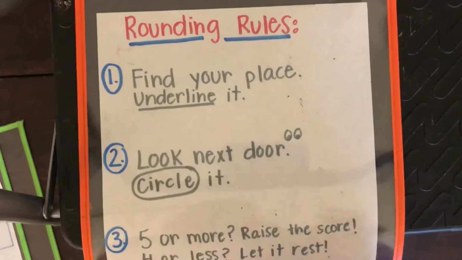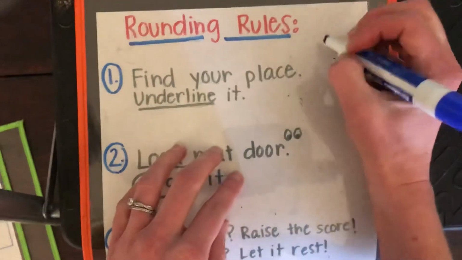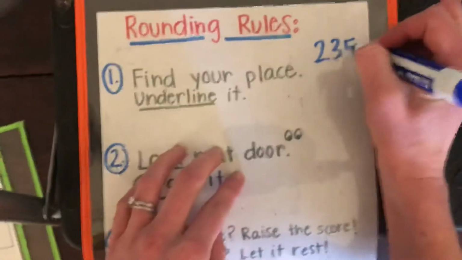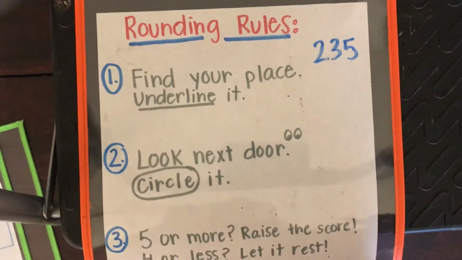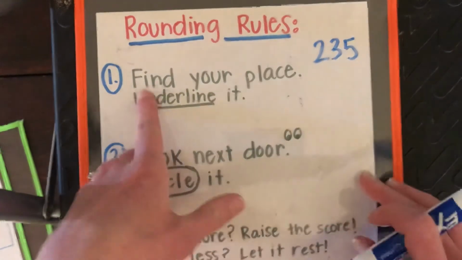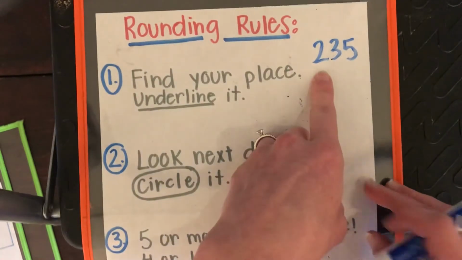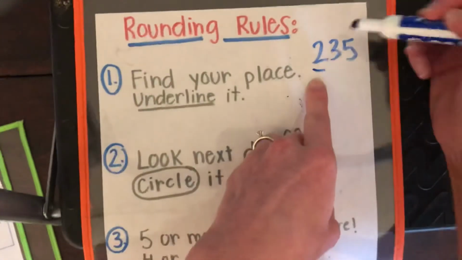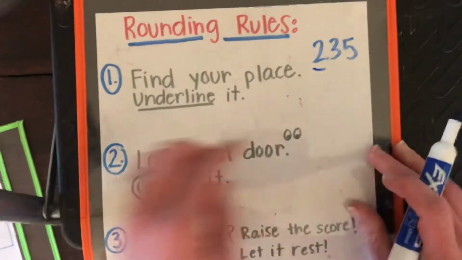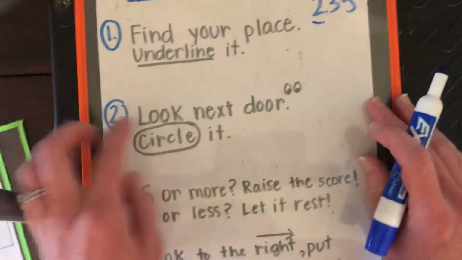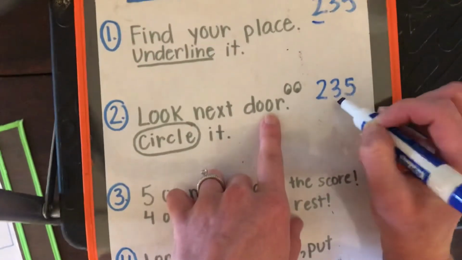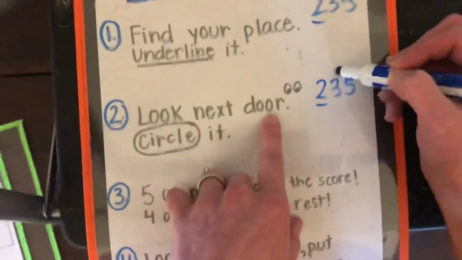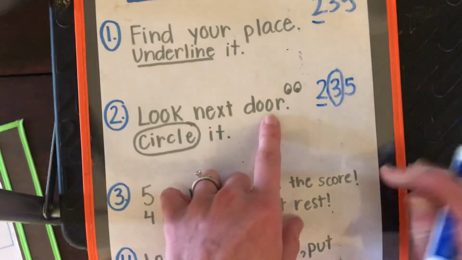Okay, so for example, if I have the number 235 and I need to round it to the hundreds place, I'm going to find my hundreds place and I'm going to underline it. So my hundreds place is here. Let's look at step 2. Step 2 was look next door. So I'm going to look next door. Next door I have a 3, so I'm going to circle 3.